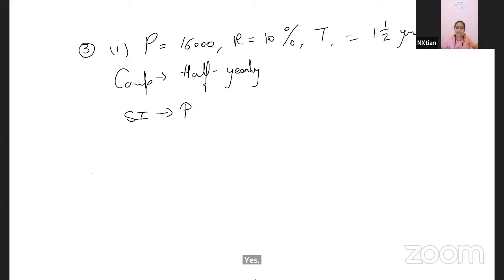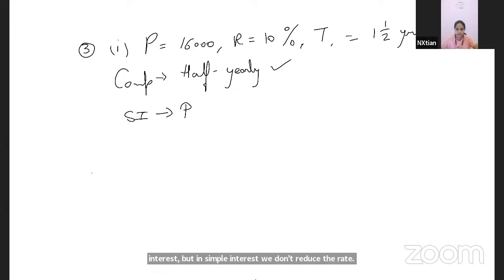See, listen, Edric, listen. See, values we are given, and compounded half yearly. Why is it given? Because we also have to calculate the compound interest. But in simple interest, we don't reduce the rate. We don't divide it by 2 or by 4. We just take the rate as it is when we are calculating SI.